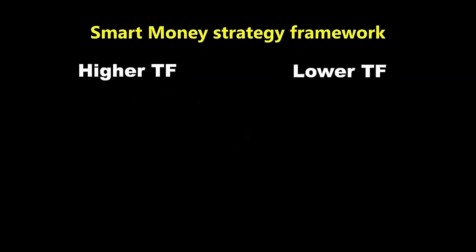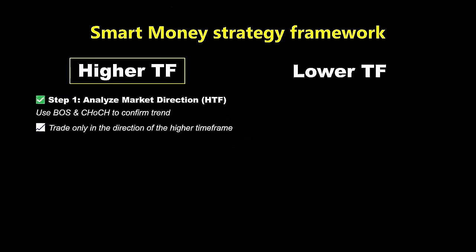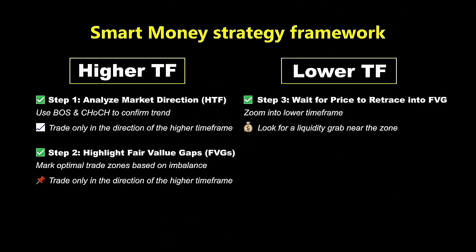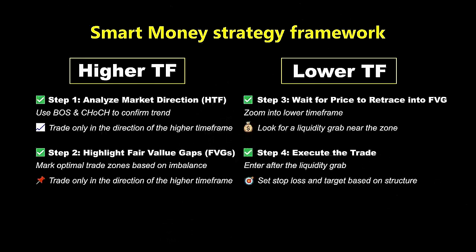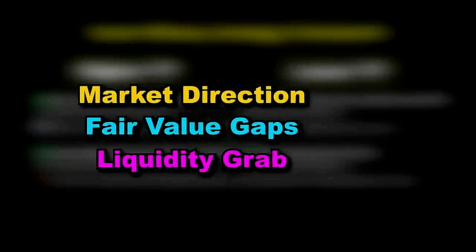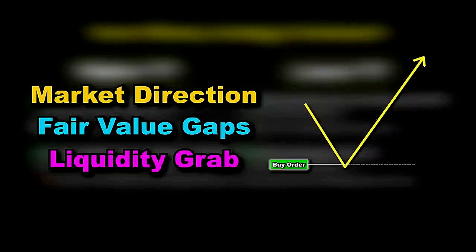We operate on two different timeframes for maximum precision. On the higher time frame, we analyze market structure to determine the market direction and trade along with the trend. This involves marking breaks of structure and changes in character. We then identify fair value gaps, which serve as our premium entry zones. Next, we zoom into the lower time frame to find the entry trigger, which is typically a liquidity grab. Once we identify it, we execute our position and set our targets.